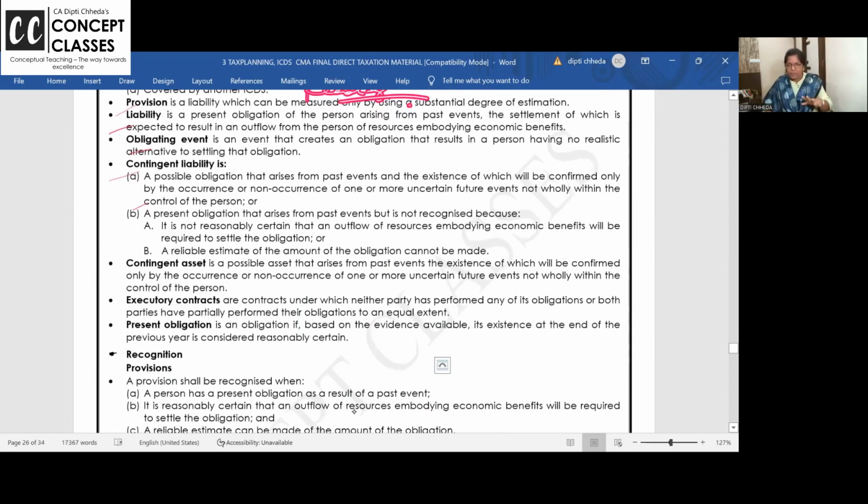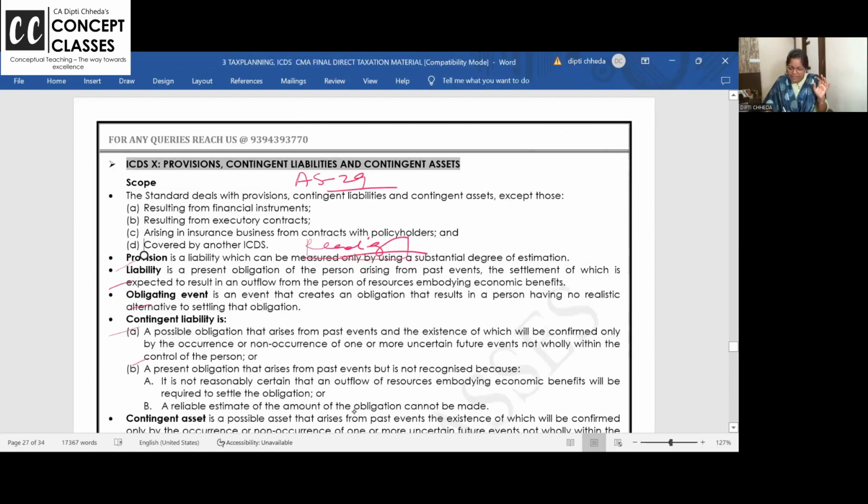This whole first page is a copy paste of AS 29. If you want, just write R for reading. Only one other point is different, which you need to emphasize. Otherwise, take care. Just read it.